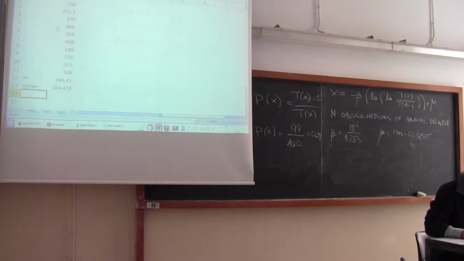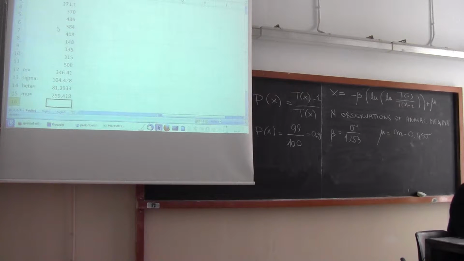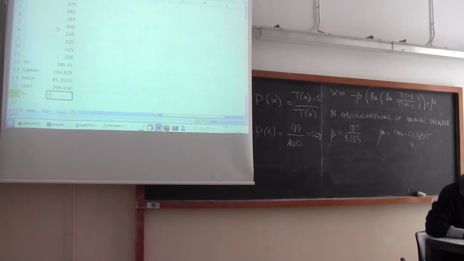And now I can compute beta, so beta is sigma divided by 1.283, and now mu is equal to M minus 0.45 times sigma. Okay, this should be, let me see, M is, okay, yeah, should work. Okay, perfect. And now the return period, let me just write T equal to 5, okay?